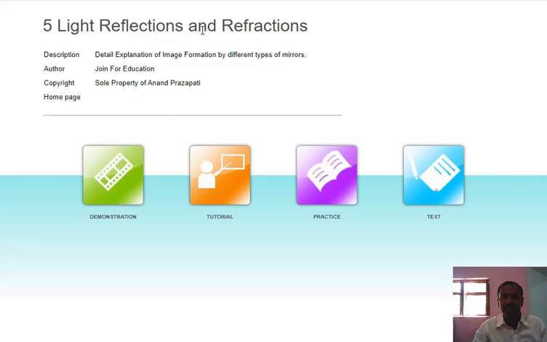Light, reflection and refraction. Detailed explanation of image formation by different types of mirror. Let us start the test.